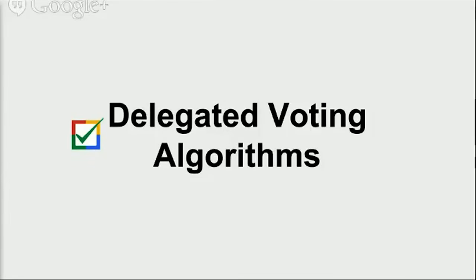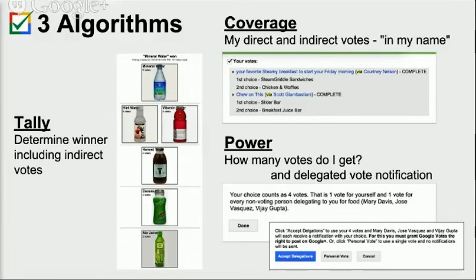Okay, so now let's talk about how you actually implement all of this, the algorithms behind it. There are three fundamental algorithms behind Google Votes: tally, coverage, and power. Tally is basically who won, including all the indirect votes. In this case, you see mineral water won, but mineral water actually got some delegated or indirect votes.